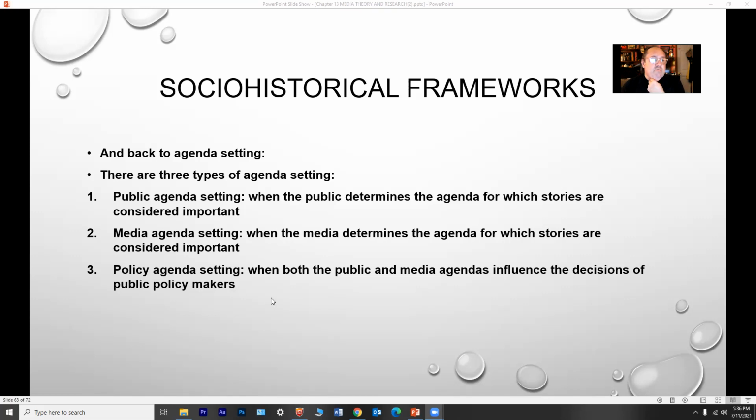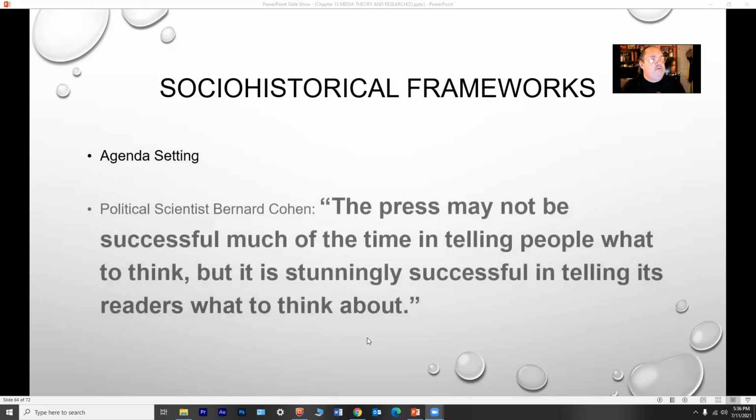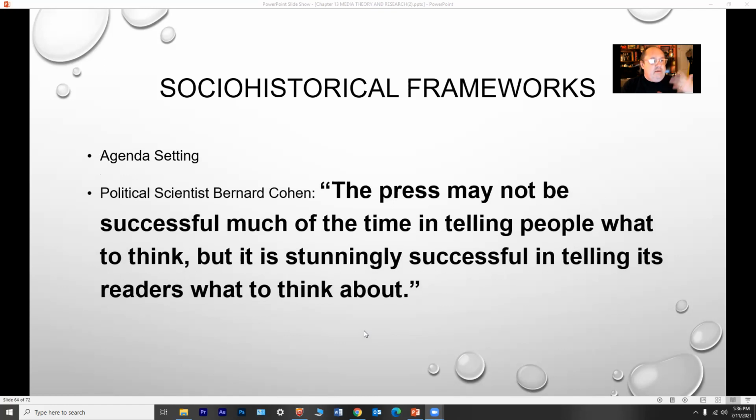Policy agenda setting, where both public and media agendas influence decision-making of public policymakers. So we've talked about this a lot, and just refresh this in your memory and what this gentleman said. The press may not be successful. This is really a cool quote. The press may not be successful much of the time in telling people what to think, but it's stunningly successful in telling its readers what to think about.